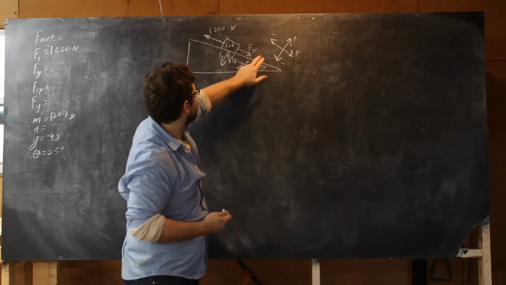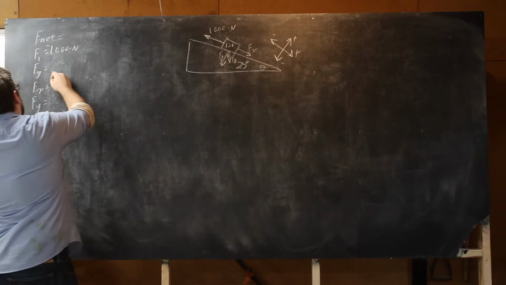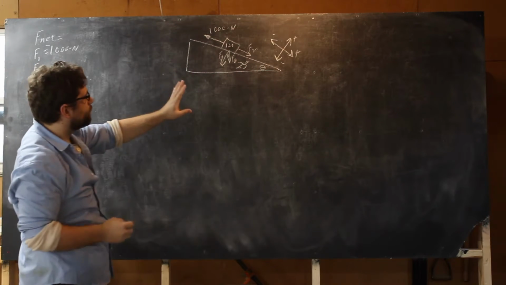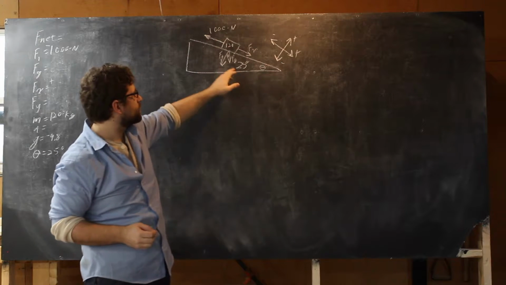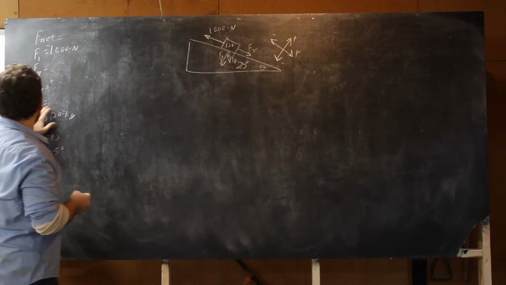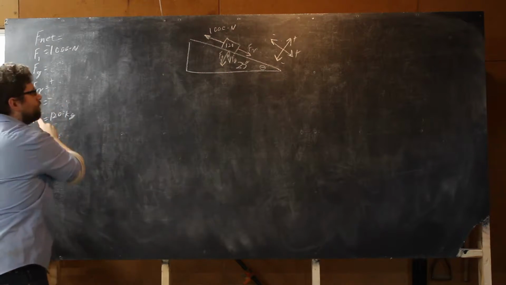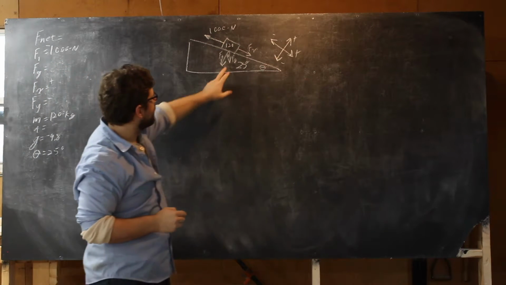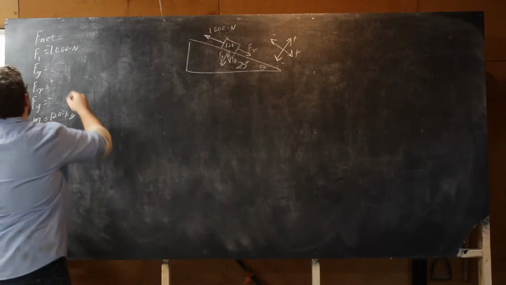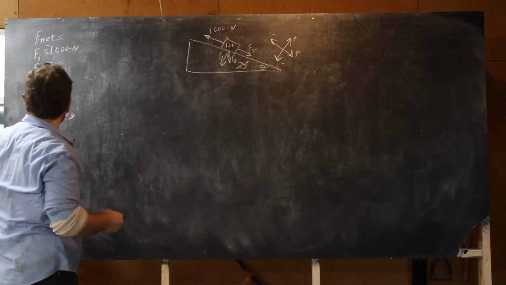Okay? So that Fx, that should be positive. Whatever magnitude I get, it should be positive because it's going in the positive direction. That Fy, that should be negative. No matter what value I get, it should be a negative number. And that Fg is also going to be negative. Okay.